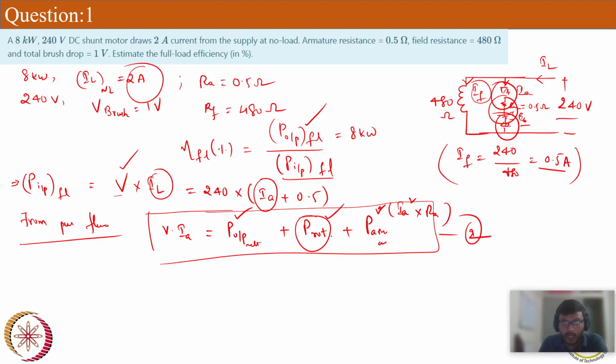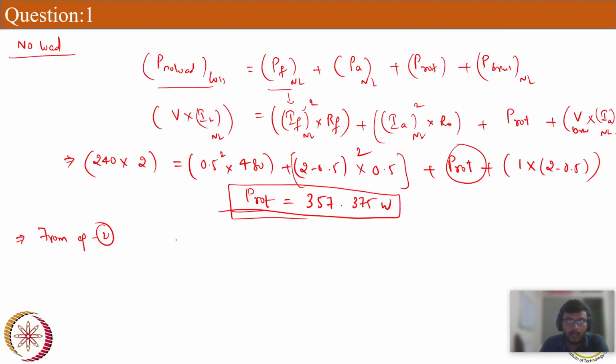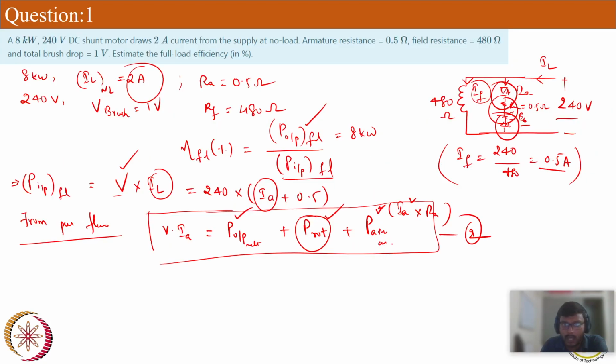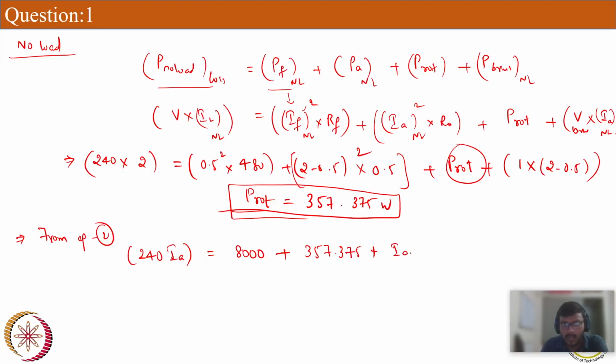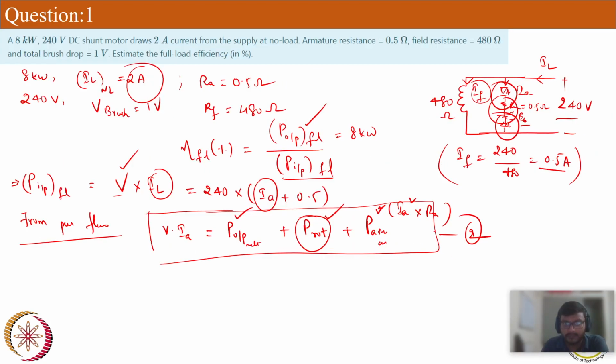Now substitute P rotational in it and we will get a quadratic equation in IA. Now V into IA, 240 IA, is equal to output power, which is the 8 kilowatt motor, plus P rotational, 357.375, plus armature copper loss, which is IA square into RA. How much is RA? 0.5.